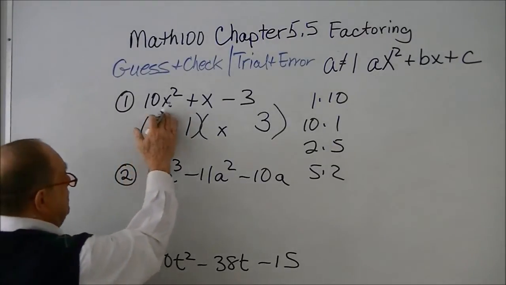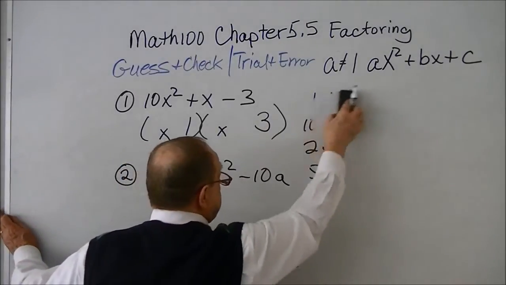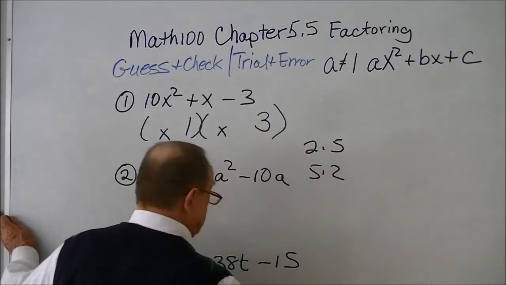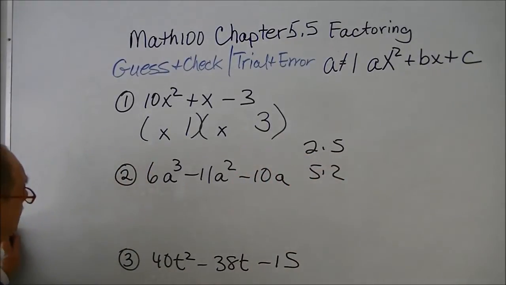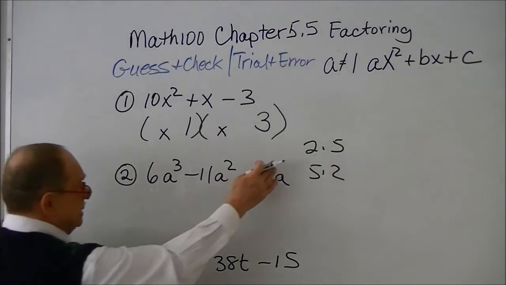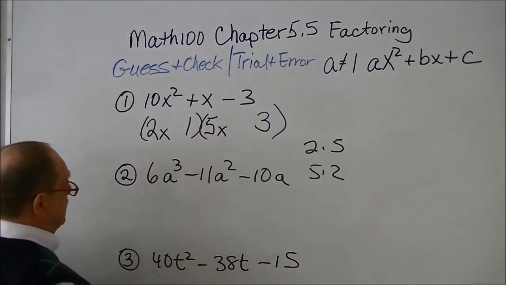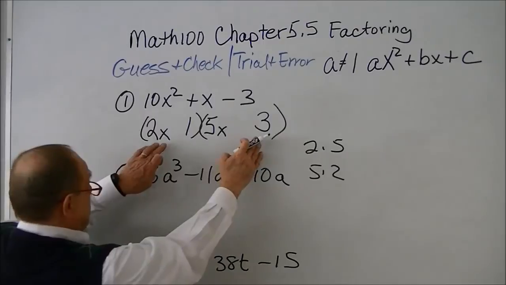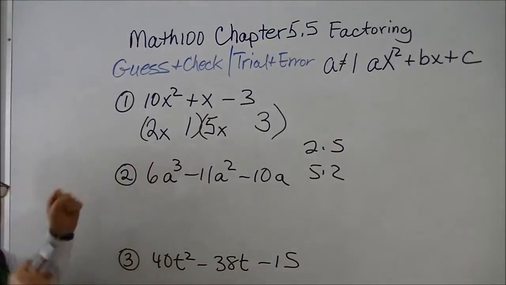Now I'm going to say, because the difference is only 1 and this is a 3, that the 1 and 10 are out. So I'm going to stick with either a 2 and a 5 or a 5 and a 2. So what do I do? Well, I guess and check. So I'm going to try this first one, a 2 and a 5. And now I FOIL. This is a 6, this is a 5, and the difference is 1. Oh, I think I hit it right away.